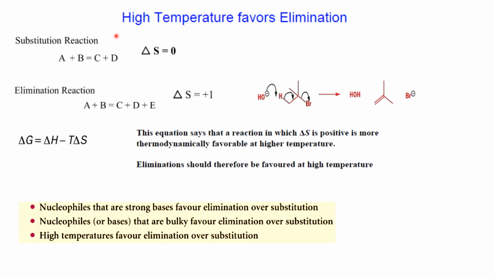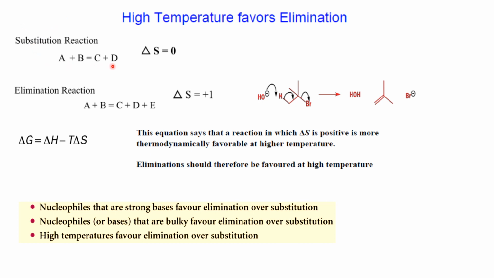Now coming to the third factor which favors elimination, which is high temperature. So when you are having a substrate which is able to form a more stable carbocation, at the same time when the temperature is higher, then elimination will be taking place. So we can understand the kinetics of this point in a detailed manner.